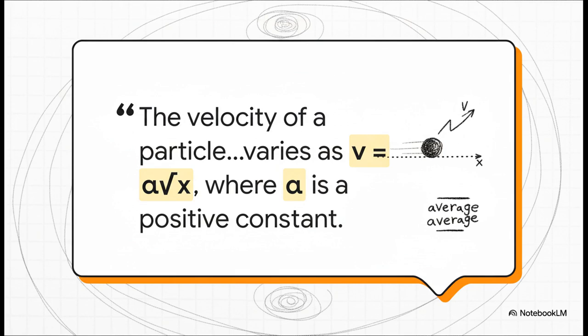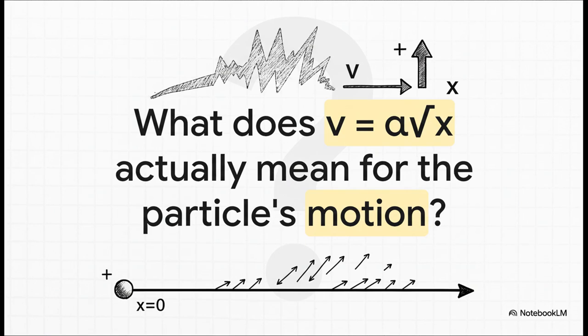Our mission is split into two parts. First, figure out velocity and acceleration as functions of time, and second, find the average velocity over a certain distance, s. Okay, hold on. Before we jump into any equations, let's try to picture this in our heads. What does v equals alpha times the square root of x actually mean? Well, the particle starts at x equals 0. The square root of 0 is 0, so it starts from a dead stop. But as it moves forward, as x gets bigger, its velocity keeps going up. The farther it gets, the faster it goes. It's this weird link between where it is and how fast it's moving that we need to unravel.